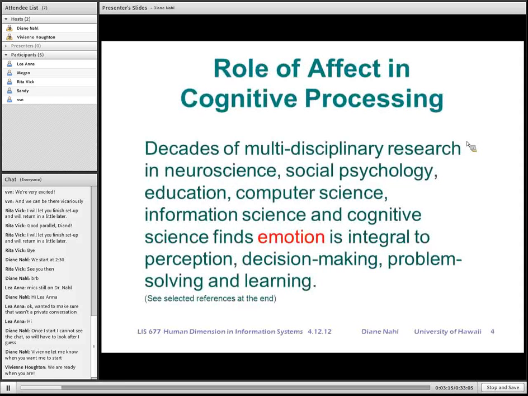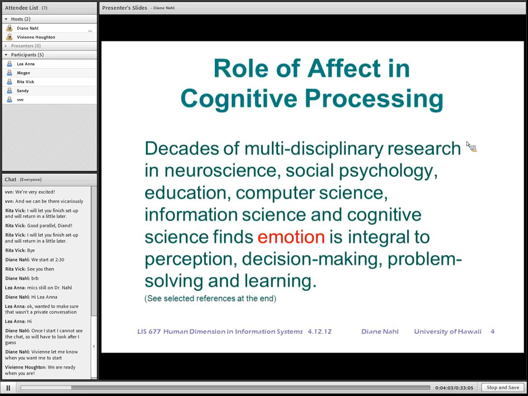And I've looked at this aspect for many years, and I've done multiple literature reviews, and I've discovered that after many decades of multidisciplinary research in the fields of neuroscience and social psychology, education, computer science, information science, that's us, and cognitive science, when they study the role of emotion, they always find that it's integral to perception, to decision making, and to problem solving, and therefore to learning. At the end of this presentation, there are about 4 slides of references that include materials from these various disciplines, so that you can see when you study affect, it really crosses many areas.